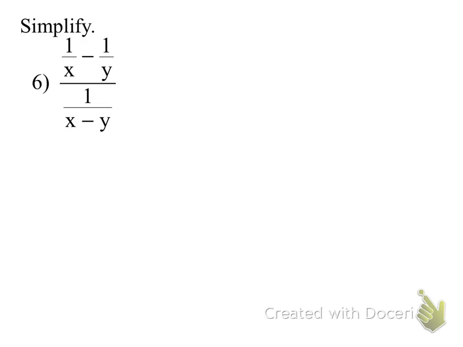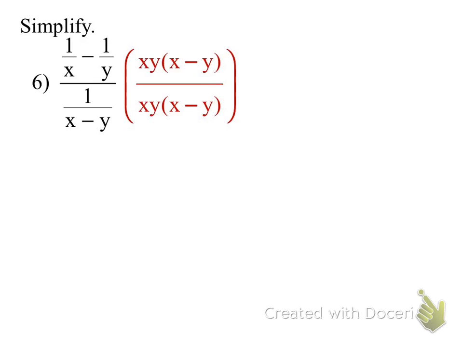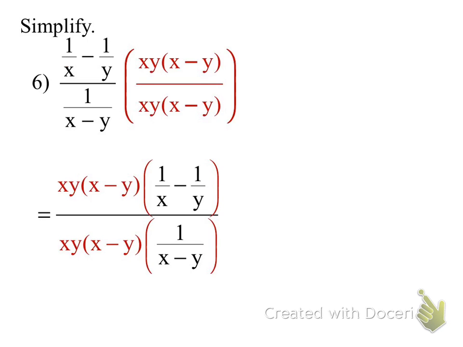All right, let's pause the recording and do number 6. So in order to clear the x and the y, they're both monomials, so we would need to multiply by the monomial xy and also the binomial to clear that bottom denominator. So when I distribute, on the first one I'm going to cross cancel the x and I'll be left with y times x minus y.